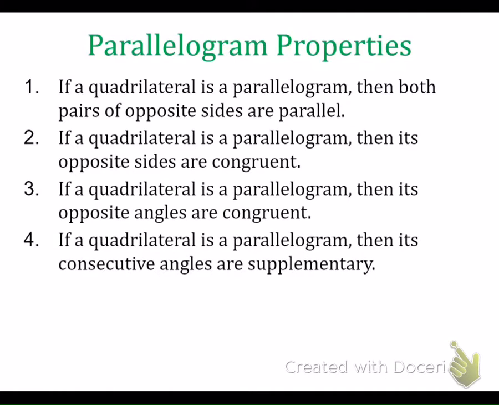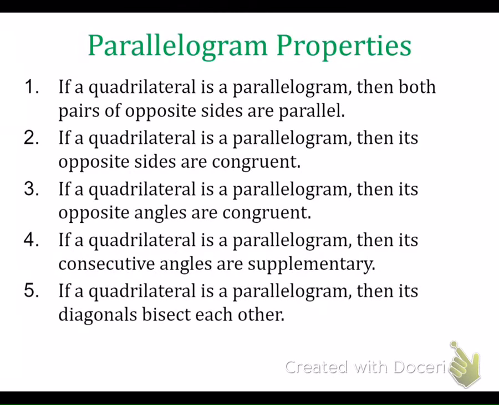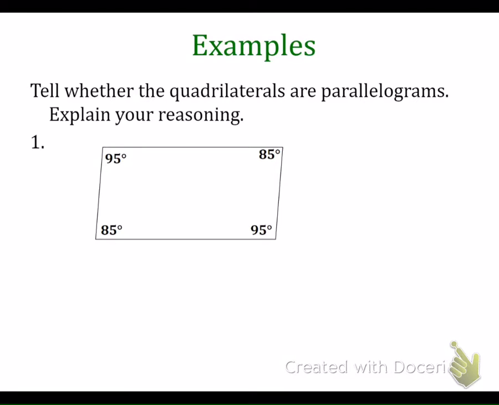Same thing. If a quadrilateral is a parallelogram, then its consecutive angles are supplementary. Then the diagonals bisect each other. That's where it looks like it has an X. Okay, so tell whether the quadrilaterals are parallelograms and explain your reasoning.